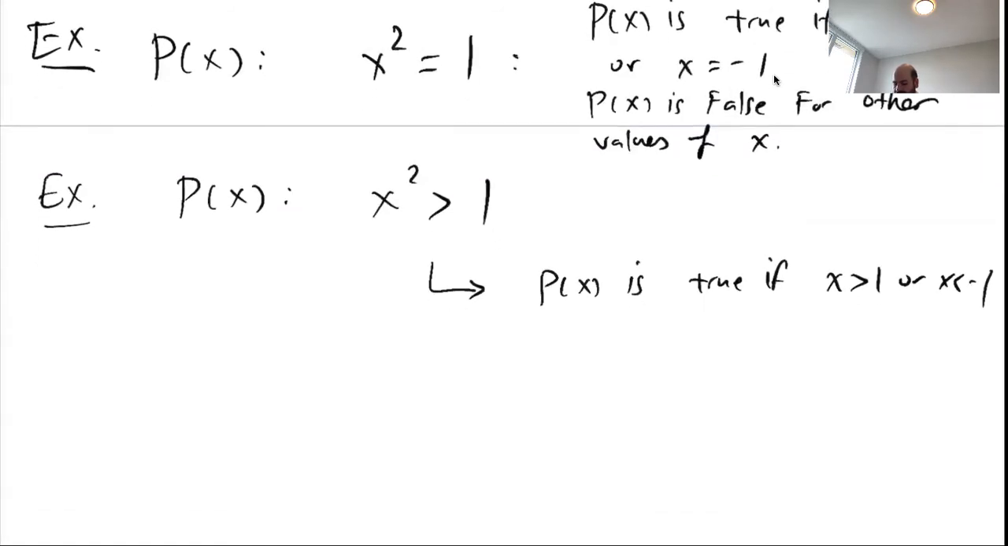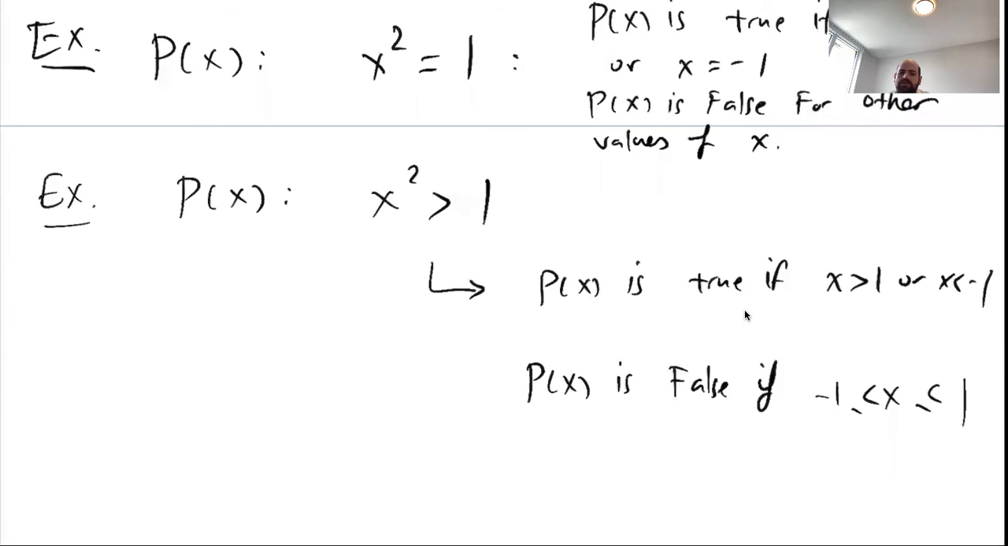And p of x is false if x is bigger than or equal to minus 1, less than or equal to 1. So for numbers within minus 1 to 1, p of x is false. And for the other values of x, namely x bigger than 1 and x less than minus 1, p of x is true. Okay, so this is about predicates.